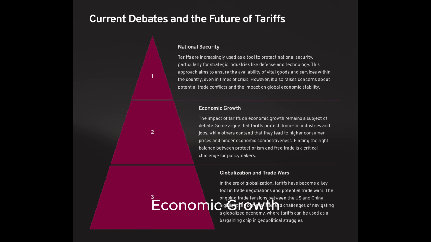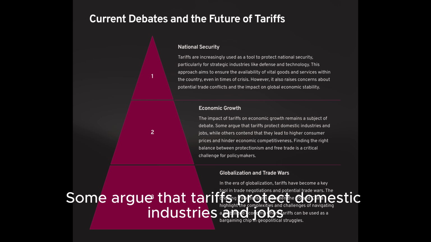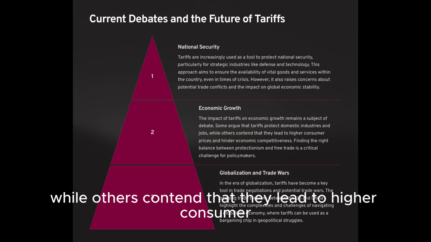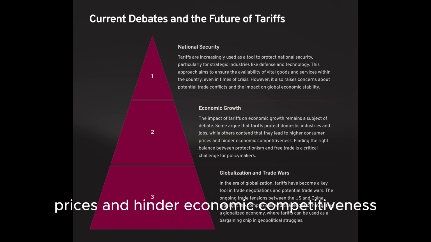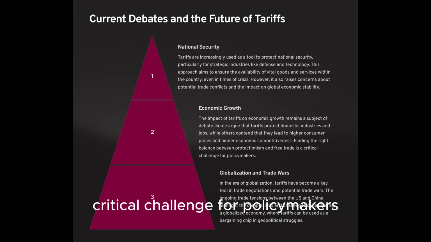Economic growth. The impact of tariffs on economic growth remains a subject of debate. Some argue that tariffs protect domestic industries and jobs, while others contend that they lead to higher consumer prices and hinder economic competitiveness. Finding the right balance between protectionism and free trade is a critical challenge for policymakers.